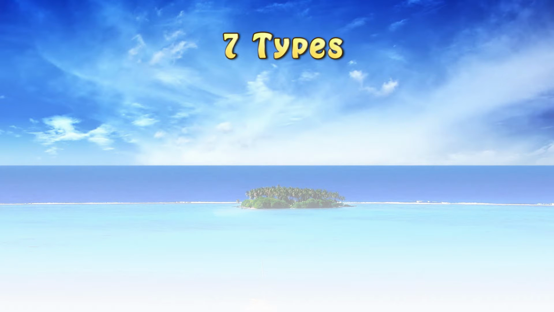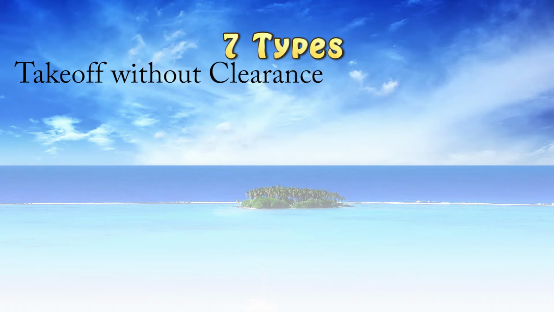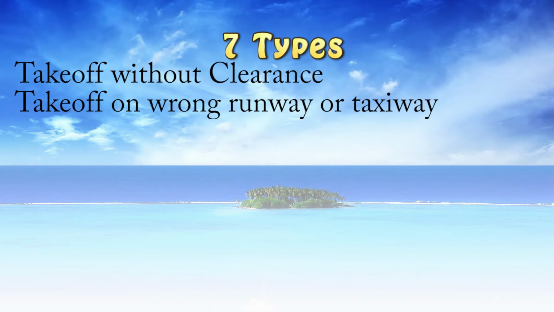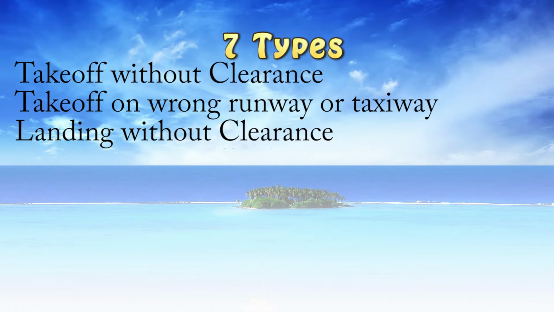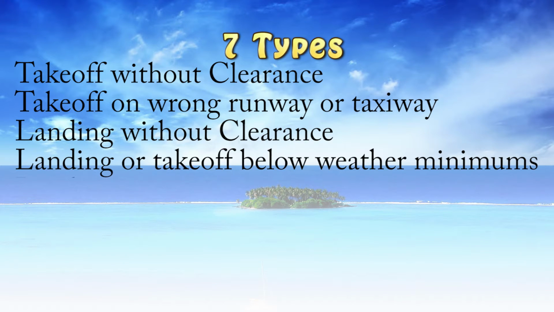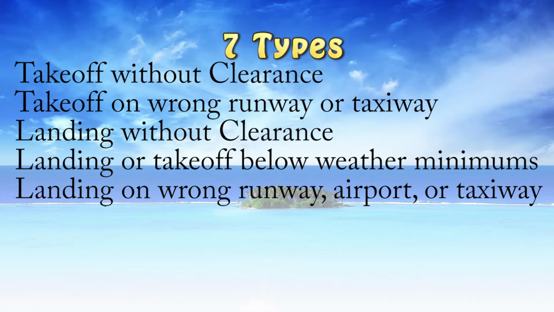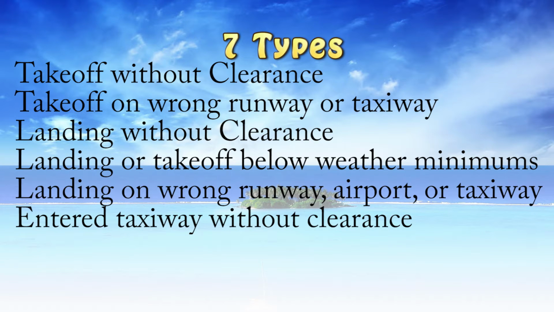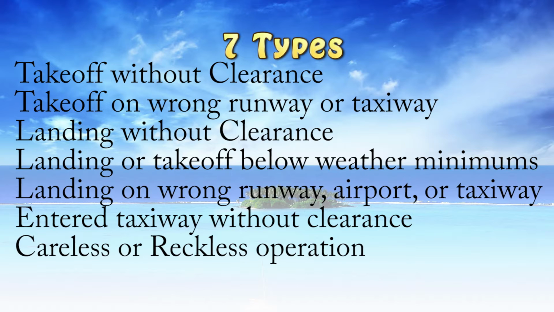So, seven types of common pilot surface deviations. We're going to be taking off without a clearance, taking off on the wrong runway or taxiway, even; people mistake a taxiway as a runway. Landing without clearance, landing or taking off below weather minimums, landing on the wrong runway, at the wrong airport, or on a taxiway instead of a runway, entering a taxiway without a clearance, or careless and reckless operation. So that basically covers all the other ones.